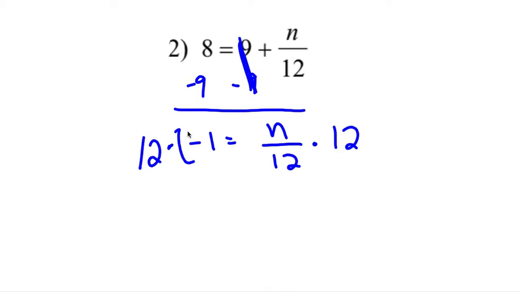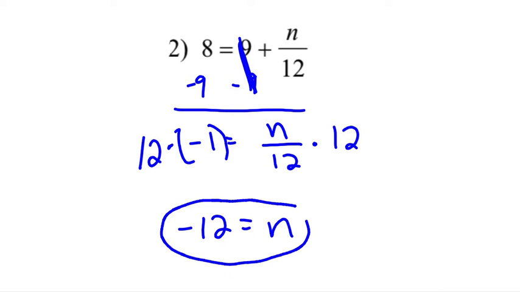Okay, so we're going to multiply this -1 by 12. 12 times -1 is -12. And over here, 12 divided by 12 is 1, so this would be 1n, or we just write n. Final answer for number 2.